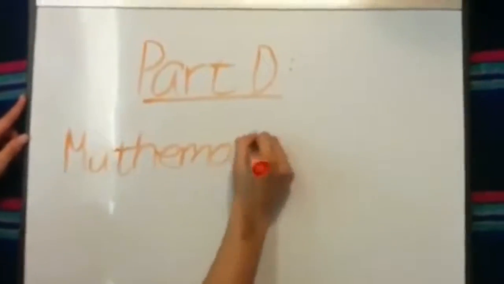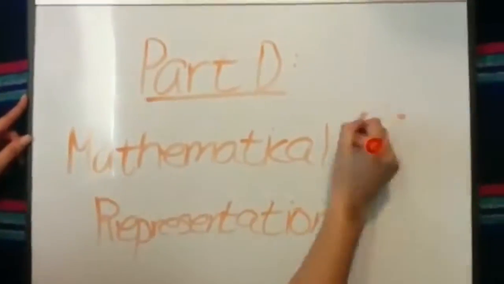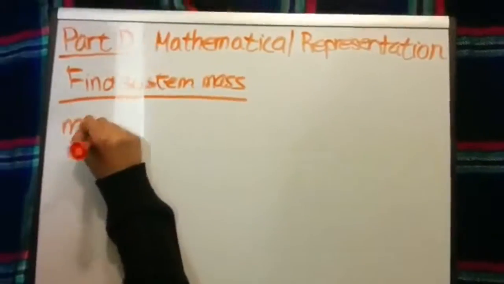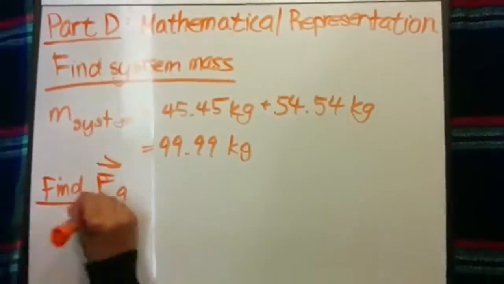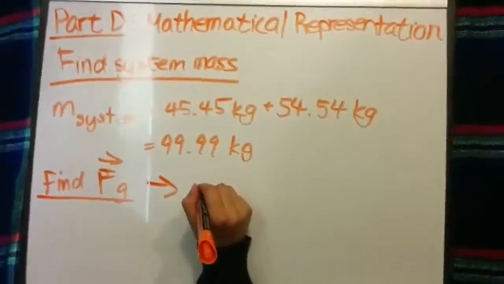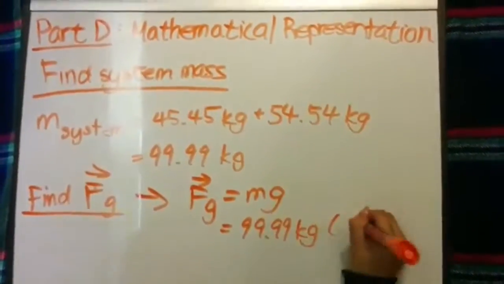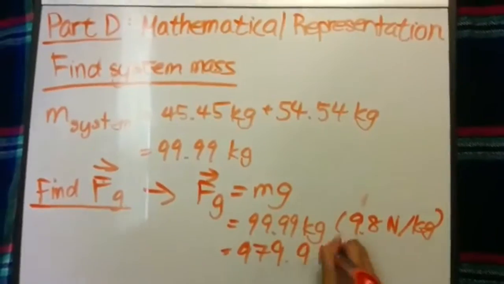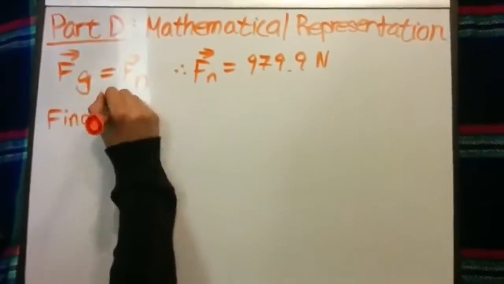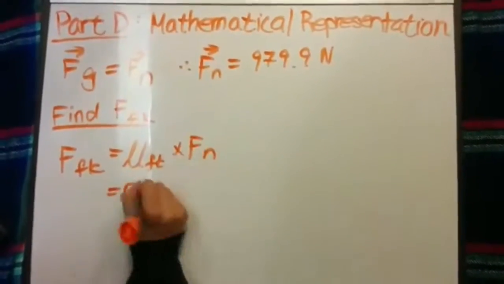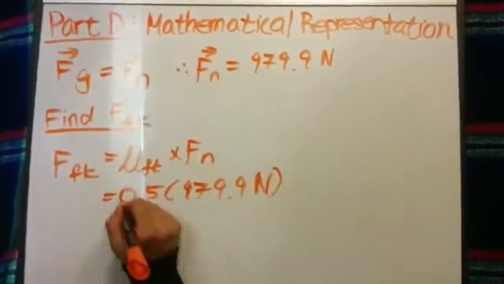Part D, mathematical representation. To begin, we will find the system mass by adding together the masses of you and your group member. We then use the system mass to calculate the force of gravity. Thus, we also find the force of normal as these two calculations are equal. We know this because there is no vertical displacement and the vertical net force is 0. We then calculate the force of kinetic friction by substituting the coefficient of kinetic friction between the jeans and the floor and the force of the normal.